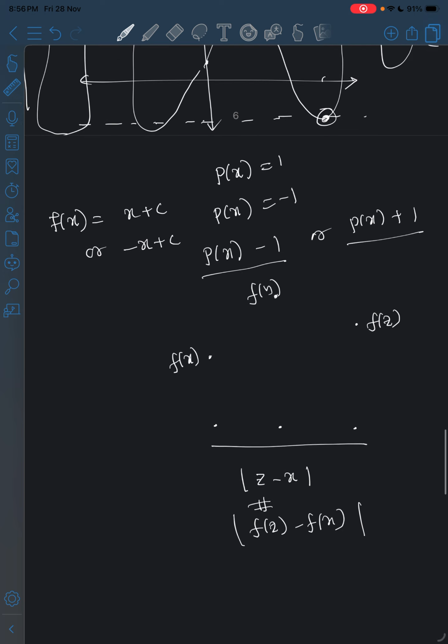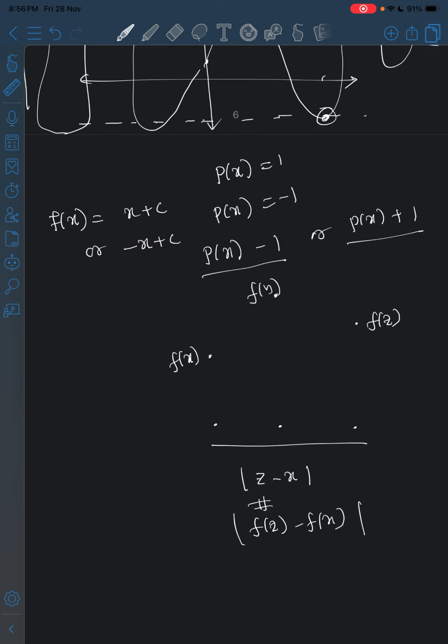And then 0 is not there. So from there, what can you conclude? Obviously f(x) equal to x is there. And then you can check f(x) equal to 1 minus x is there.